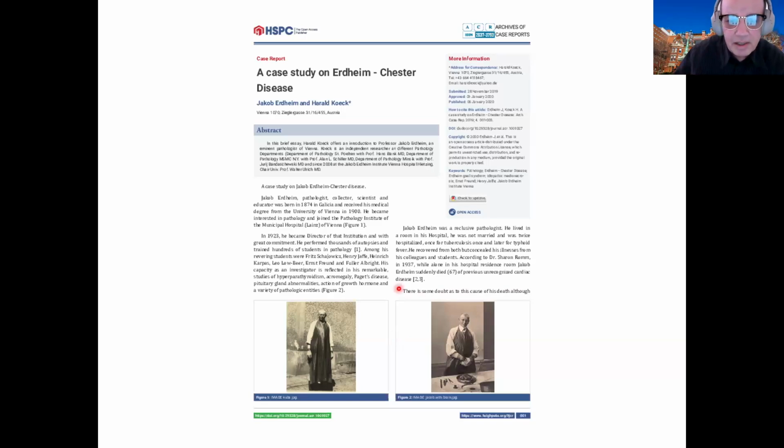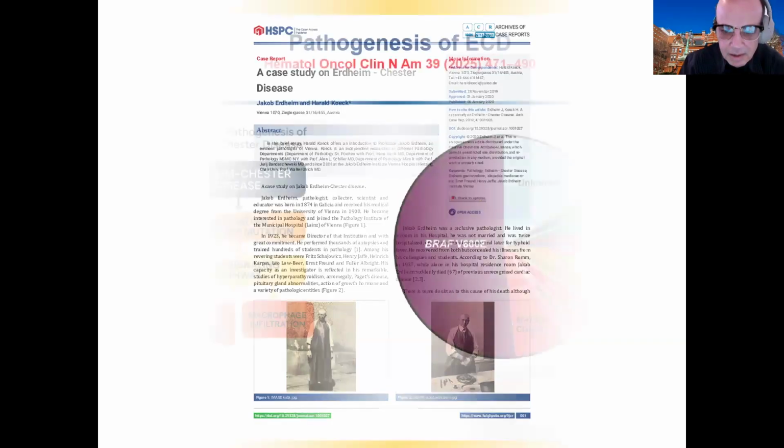So he carried, since Dr. Chester was visiting him in Vienna, he eventually, when he published his paper about Erdheim-Chester, which he called lipoid granulomatosis, he basically had his boss or his mentor, Dr. Jacob Erdheim, on the paper, and that's why we call it now Erdheim-Chester, just to make the two pathologists the ones that discovered the disease.